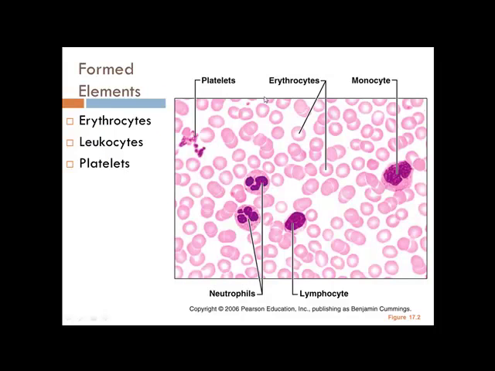So here we are looking at a slide of normal blood. These pink looking cells here are our red blood cells, or our erythrocytes. These larger cells with purple in them are our leukocytes, or white blood cells. This would represent a monocyte, a lymphocyte, and here are some neutrophils. And these little purple guys here are platelets.